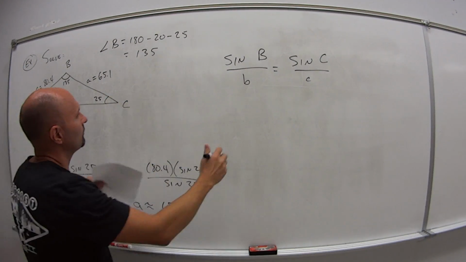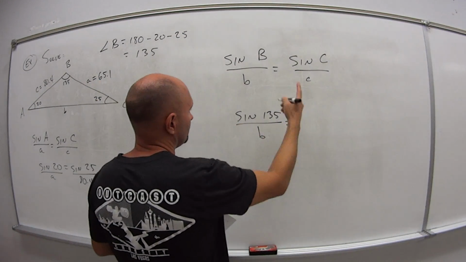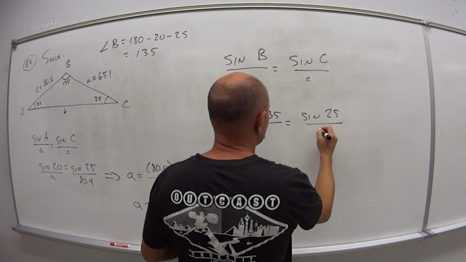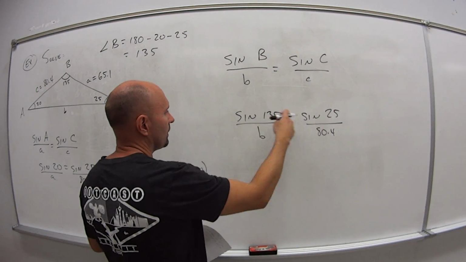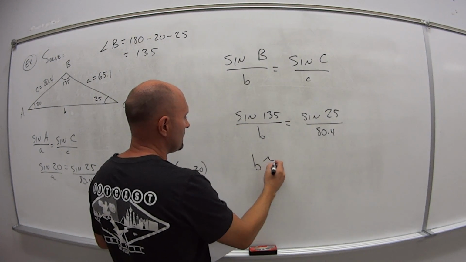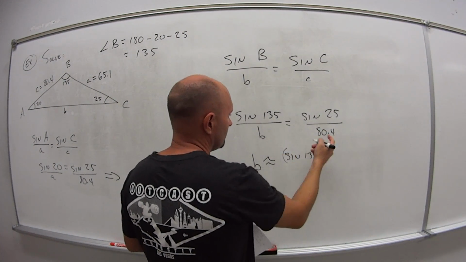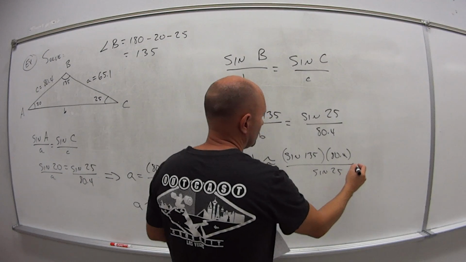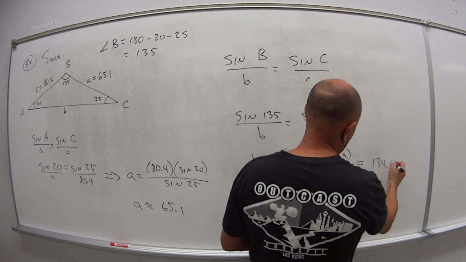So now if I plug in the information, I get sine of 135 over the length of side B is sine of angle C, which is 25, over the length of C, which is 80.4. Again, multiply both sides by B, multiply both sides by 80.4, and then divide by sine of 25, so I get that B is approximately sine of 135 times 80.4 all over sine of 25, which is approximately 134.5.